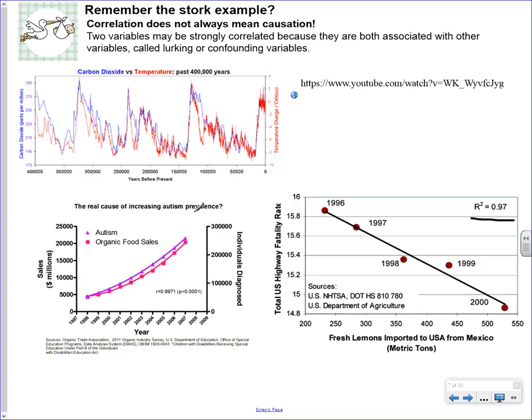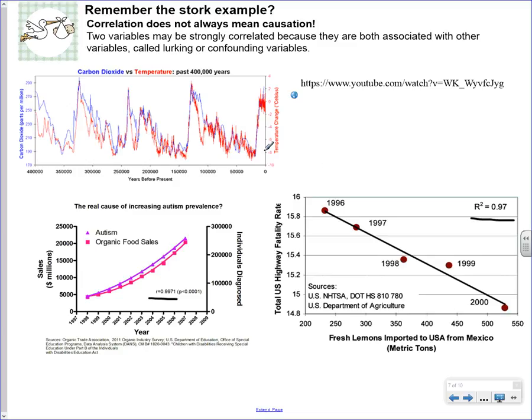This one here, autism and organic food sales, have a very high R value. Does that mean one's causing the other? Well, I don't think so. I mean, we could do an experiment and maybe see if there's any relationship there, but I don't think one is causing the other to happen, right?